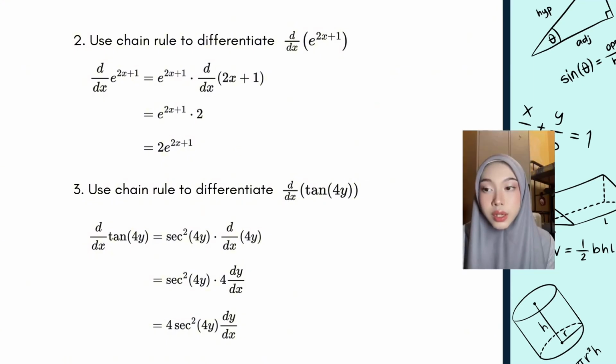Next, we use the chain rule to differentiate d over dx of e in the power of 2x plus 1. And then we got 2e in the power of 2x plus 1. And we also use the chain rule to differentiate d over dx of tan 4y. And then we got 4 sec square 4y dy over dx.